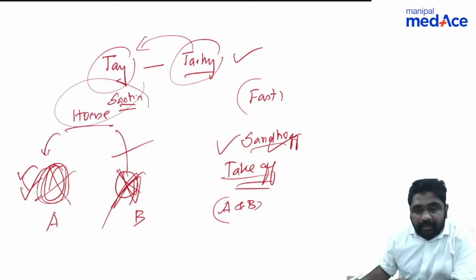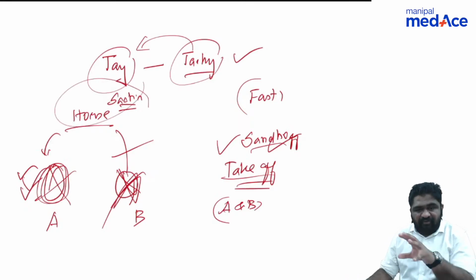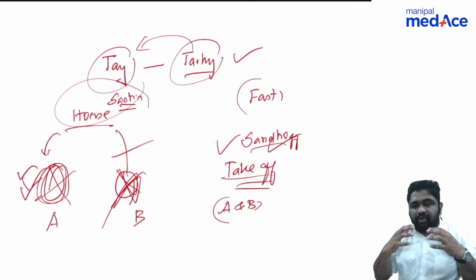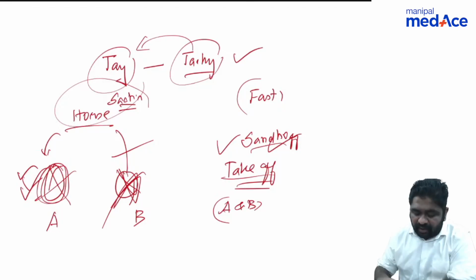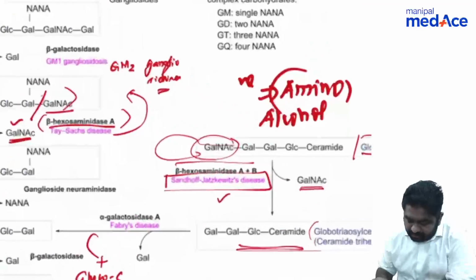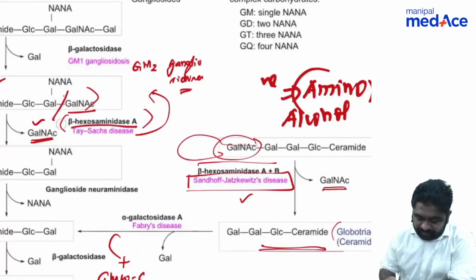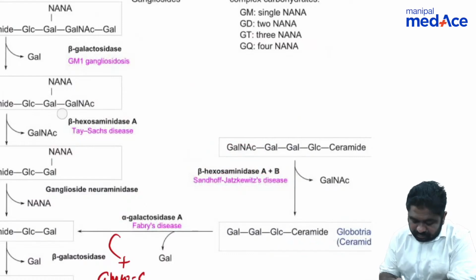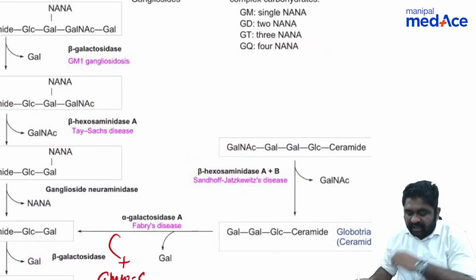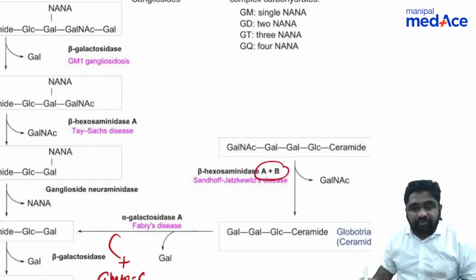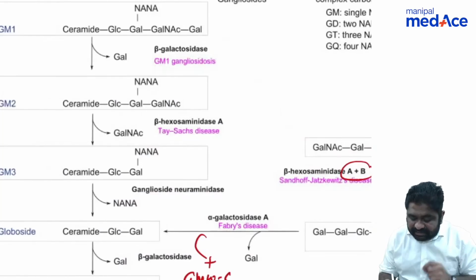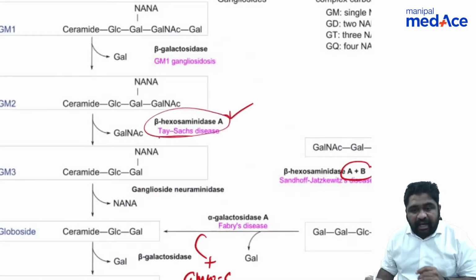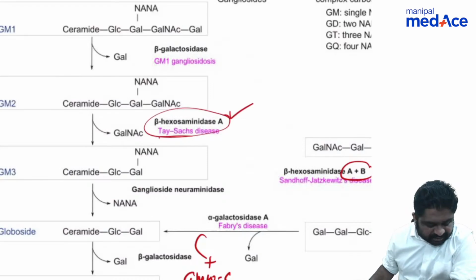I am pretty sure it may look very lame. The story may look very lame and dumb, but whenever you make a story, make it so stupid that you will be able to go back and laugh at it. Okay. Have a look at this. Sandhoff, takeoff, both of them are deficient. Tay-Sachs, tacky, fast. One bag is dropped, so the hexosaminidase A bag is dropped, B is retained. Did you understand this?